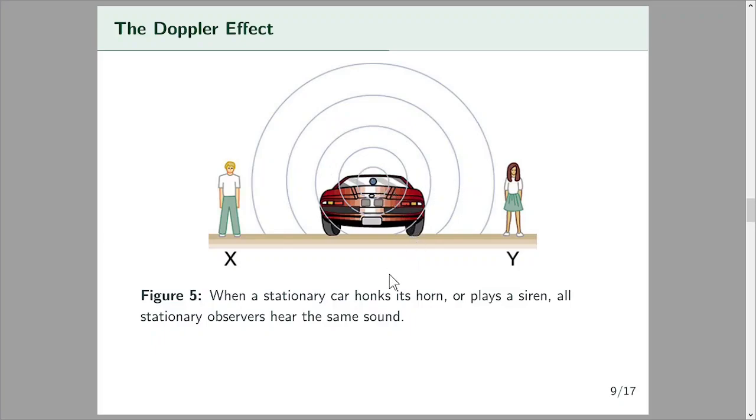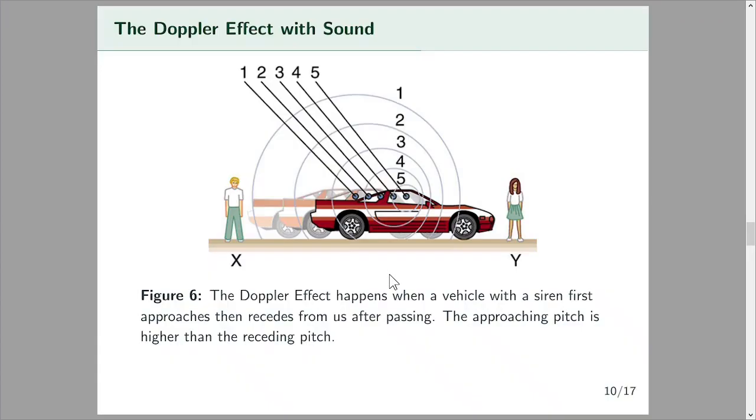Now what we're going to do is let the car be going in one direction instead of staying still. And so if you'll notice, the car is still playing a siren, but it's moving while it's doing that. And so as it's emitting these wave peaks in the forward direction, it's chasing after those wave peaks while it's going, and so the wave peaks are bunched up in the forward direction, and they're stretched out in the backward direction. Now, I would argue you've had this experience.